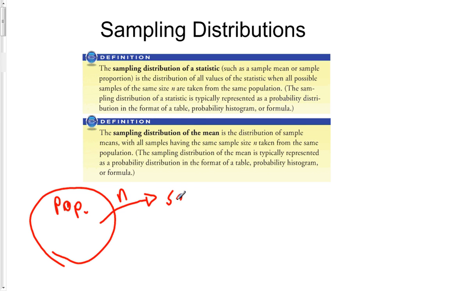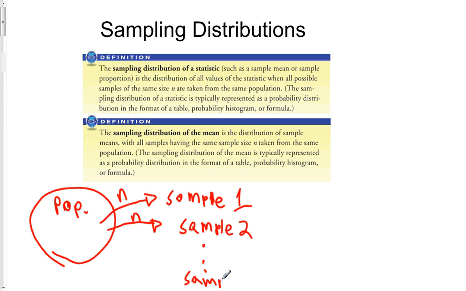All right, so we have sample 1, and we have sample 2 taken from this population, and these are all size n. Sample 2, and we continue in this fashion all the way till we have all the samples of size n that are possible from this population. All right, so let's say there are m possible samples of size n that can be taken from this population. So we're taking m samples, all of size n.